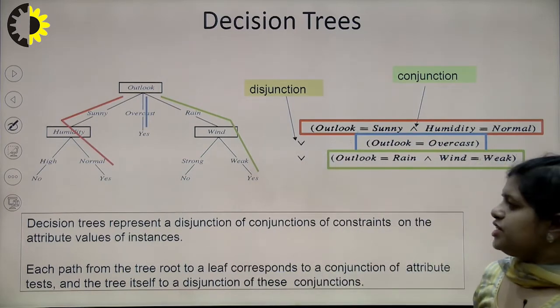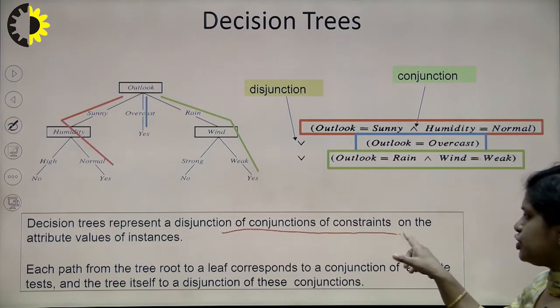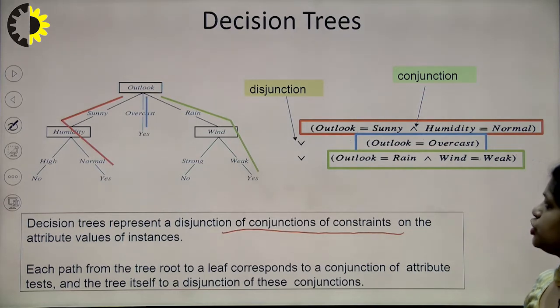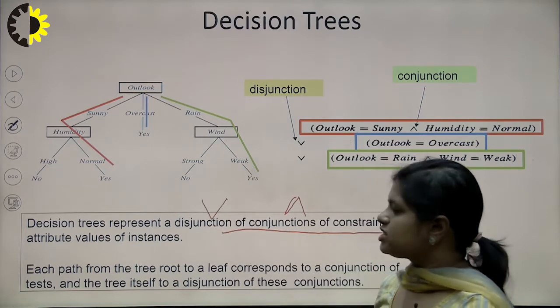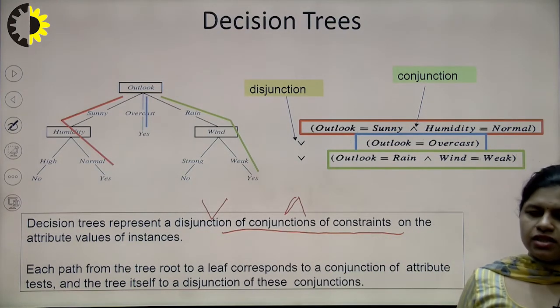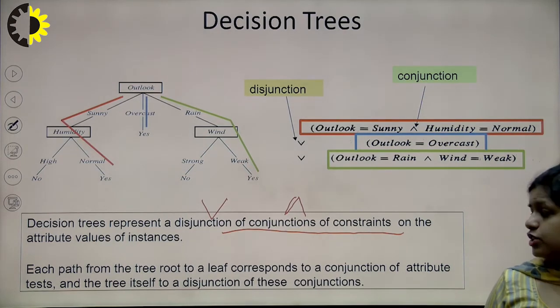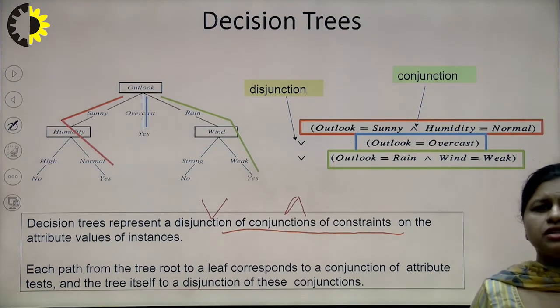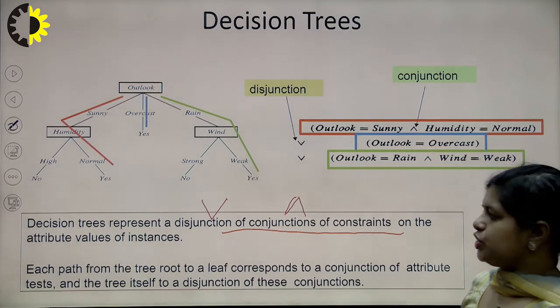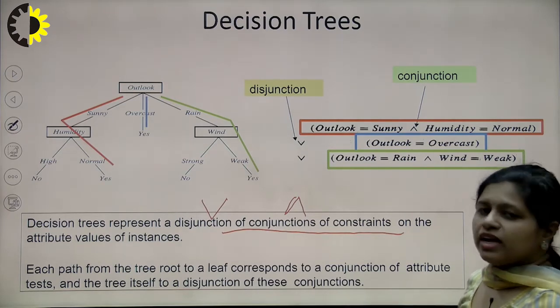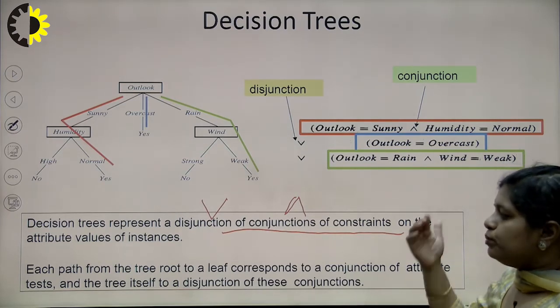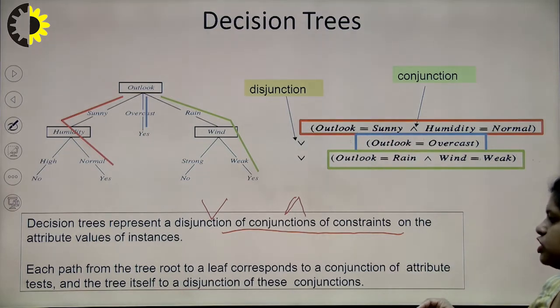A decision tree represents a disjunction of conjunctions of constraints. Conjunction is known as the and operator and disjunction is known as the or operator. You have already studied in discrete mathematics that conjunction means the and operator, and disjunction is the other name for the or operator. So a decision tree can be represented as the or of and of constraints on the attribute values of instances. Each path from the tree root to a leaf corresponds to a conjunction of attribute tests, and the tree itself corresponds to a disjunction of these conjunctions.